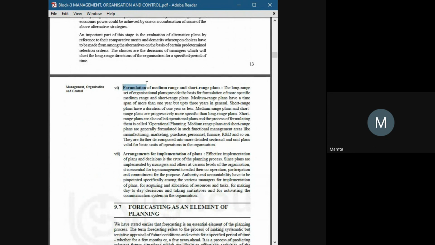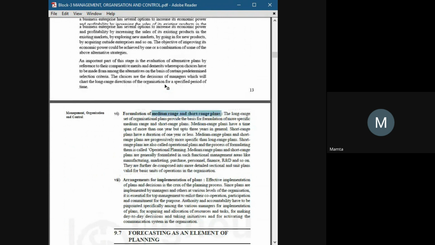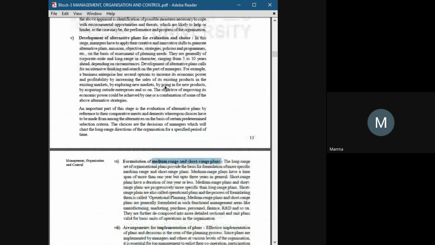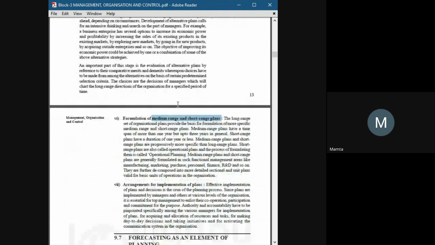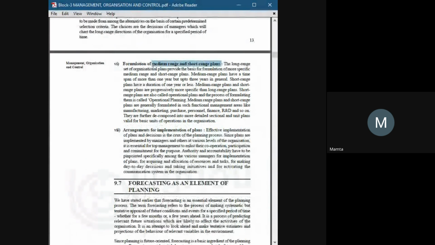The sixth step is formulation of medium range and short range plans. We have created a long range plan here for 5 to 10 years. Now, to achieve that plan in the long run, we need to formulate some medium range or short range plans. Medium range goes with 3 to 5 years, and short range plans are basically of 1 year or less than 1 year. So we will formulate the plan according to that.